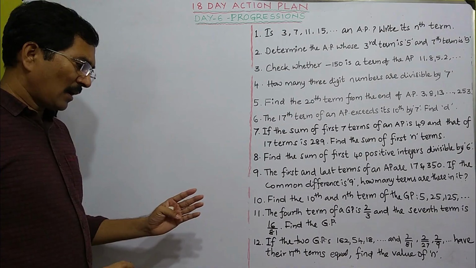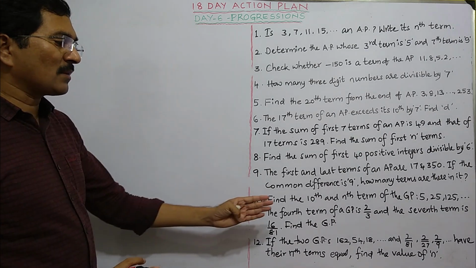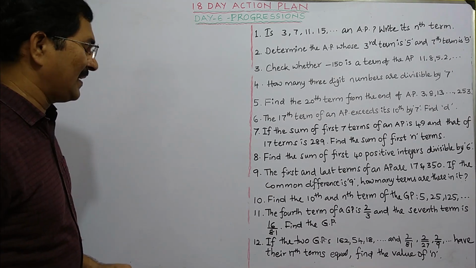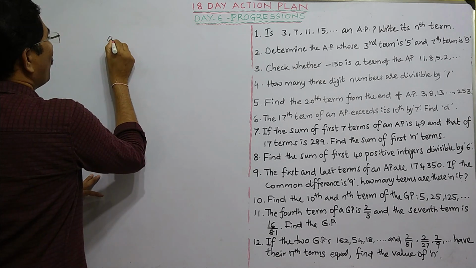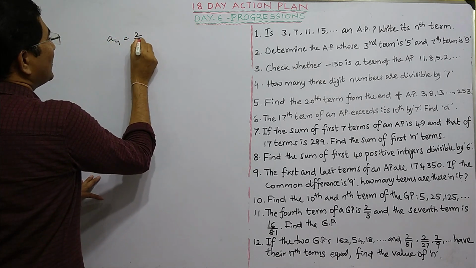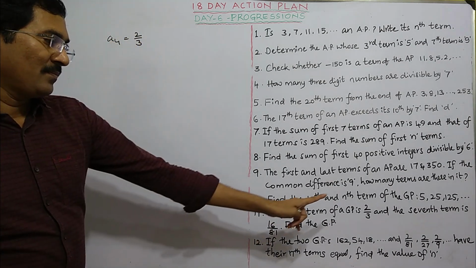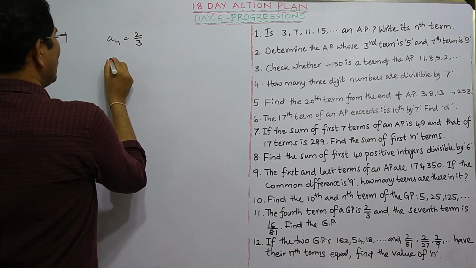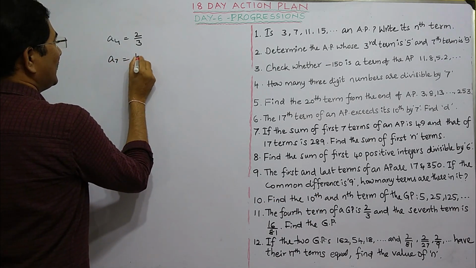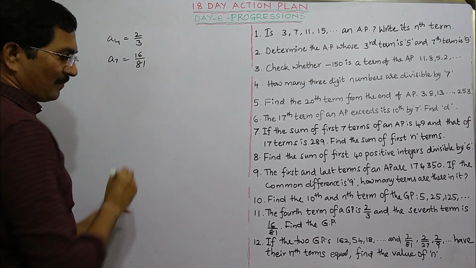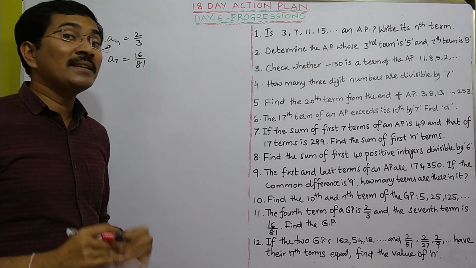That's it. Very simple. Coming to the 11th problem now. The fourth term of a GP is 2 by 3. The fourth term, in the sense A4, is equal to 2 by 3. And the seventh term is 16 by 81. The seventh term is 16 by 81. Find the GP. We have to find the GP.